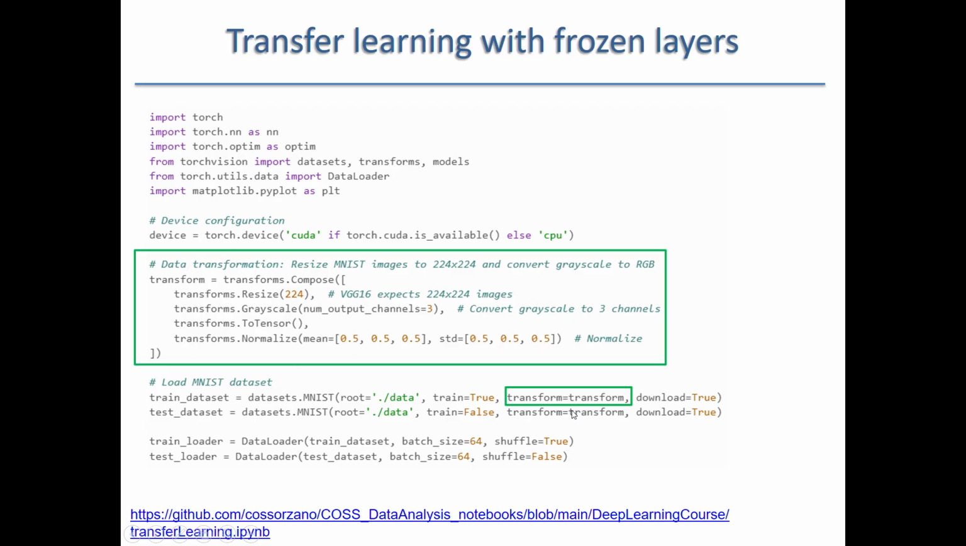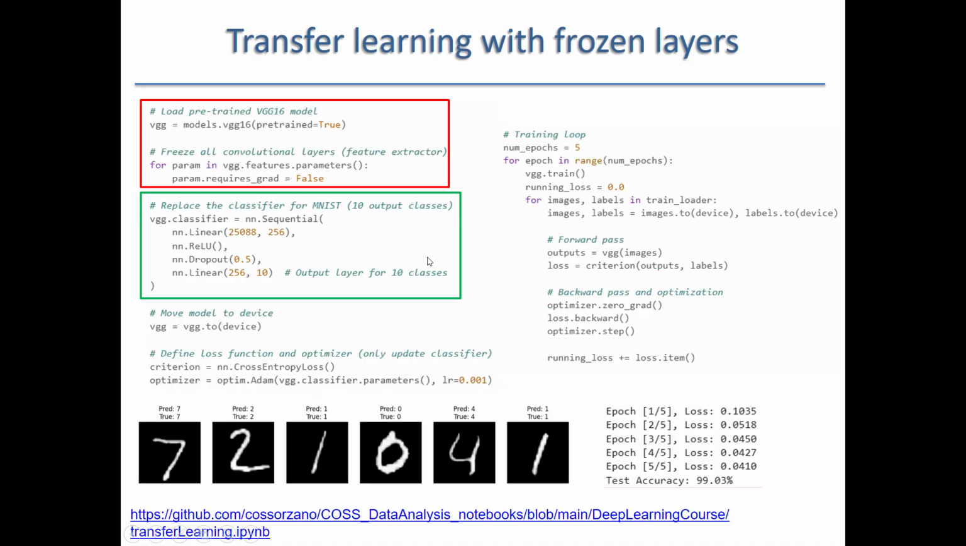We load the data, and while loading we apply this transformation, and then we load the VGG model. In the VGG model we say I want the pre-trained weights, and then what I'm saying here is that all the parameters from these layers do not require gradient. That means they will not be optimized. Then we substitute the classifier, so that we replace the classifier of VGG with a classifier for MNIST.